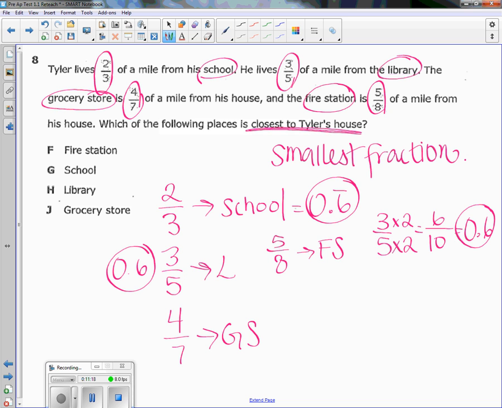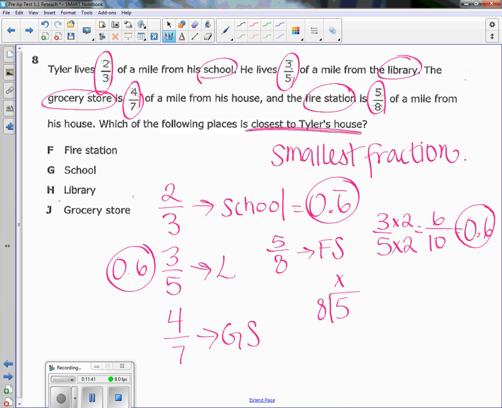Now I usually like to save my fractions that have a denominator of 7 for last, because as we learned in class, a fraction with 7 as the denominator going to a decimal is a large repeating decimal, and it's a lot of work. So I like to save it for last so that we can kind of shortcut our comparison. So let's look at the fire station. We do 5 divided by 8.